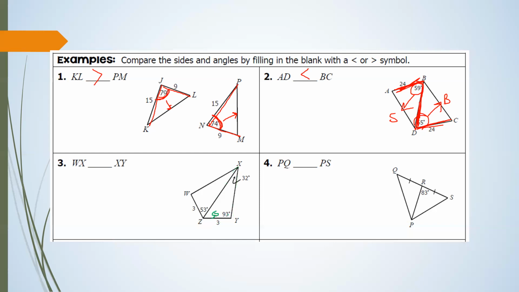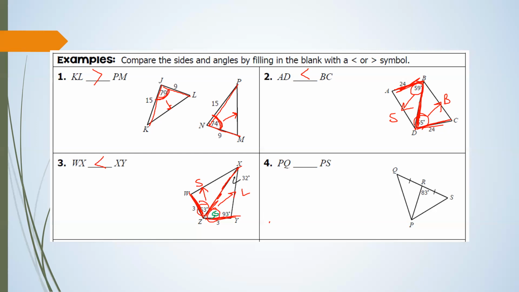So I've got 3's congruent, XZ congruent to itself. 53 is across from XW, and 55 is across from XY. I like to use S and L, right? Smaller, larger. So WX has to be smaller than XY. So I put a less than symbol there.